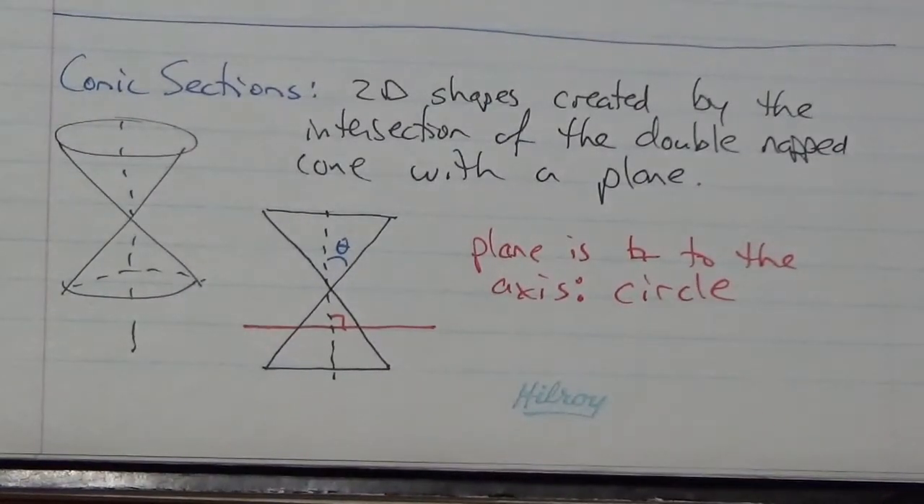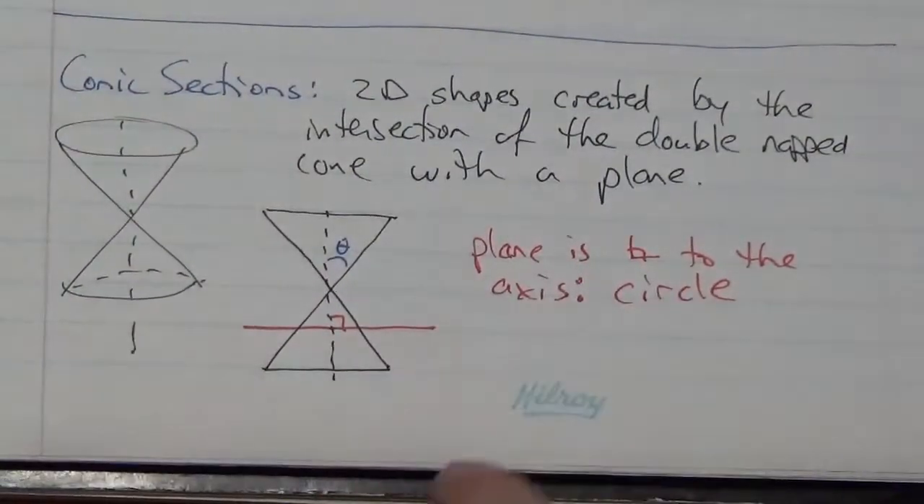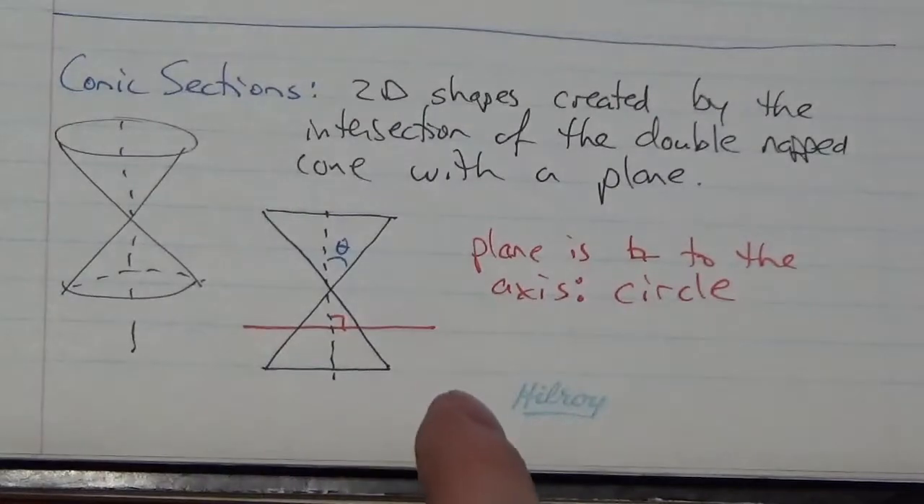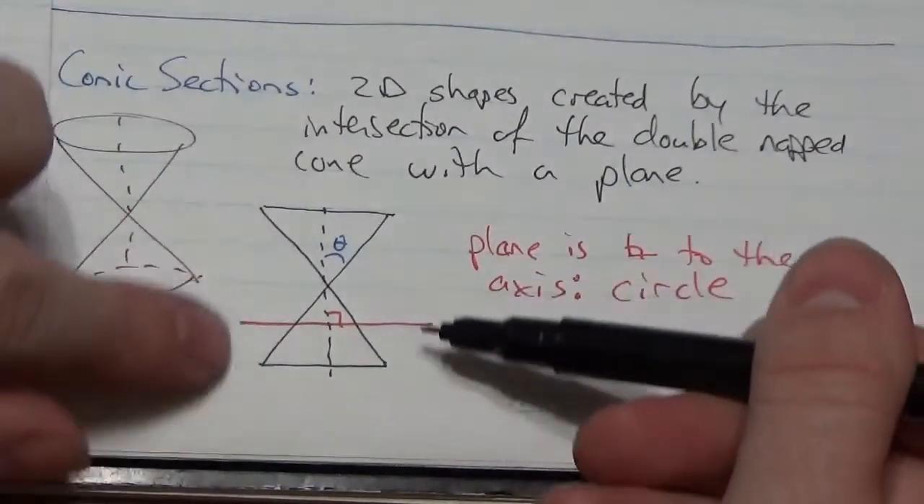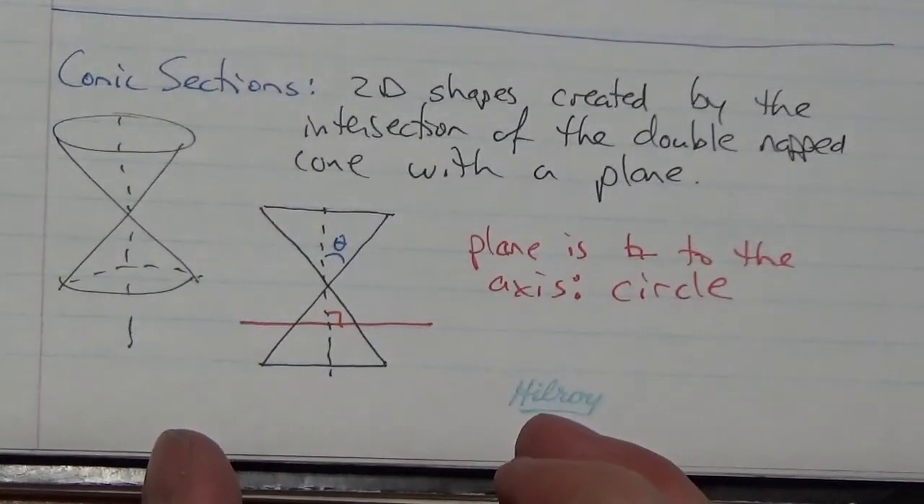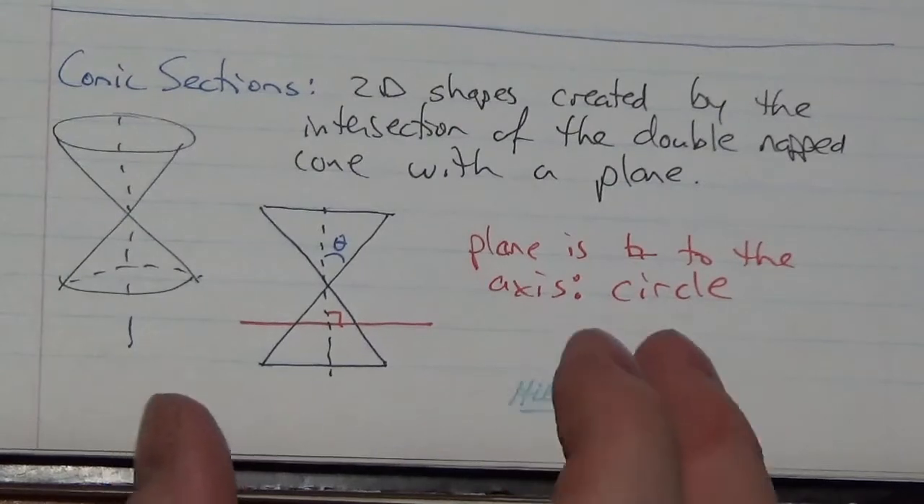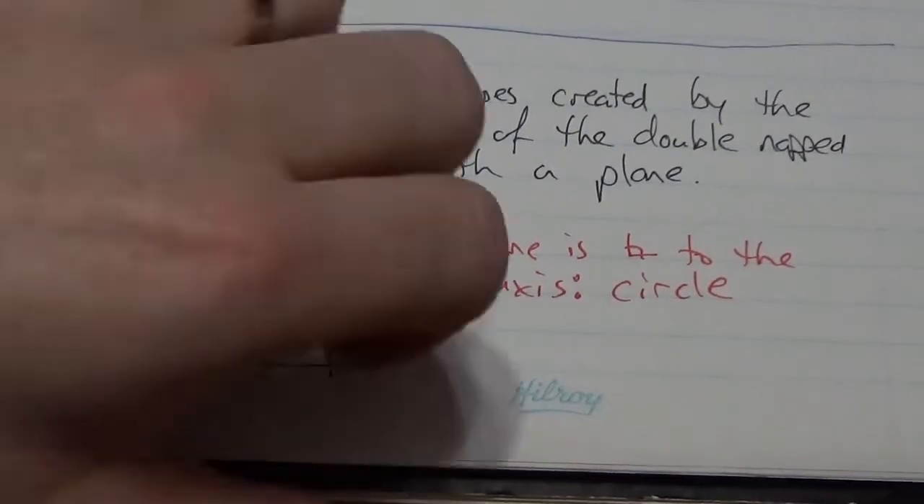It's what you get when you take that double napped cone and cut it with a plane perpendicular to the axis. Now, when I move that plane closer to the vertex or away from the vertex, it affects the size of the circle. It changes the radius. It also does another little thing we're going to talk about in a little while. But anyway, there's our first one. What else could we do?